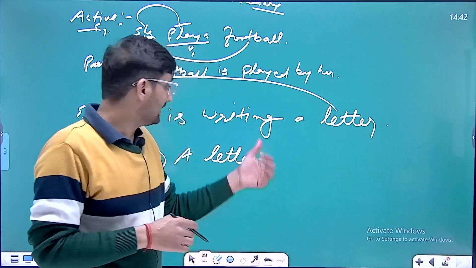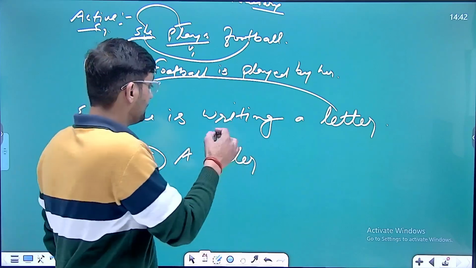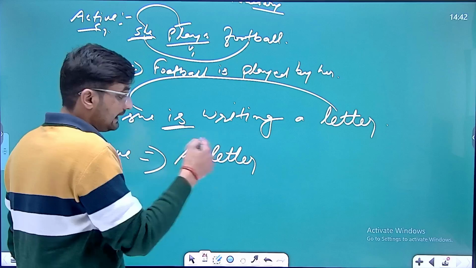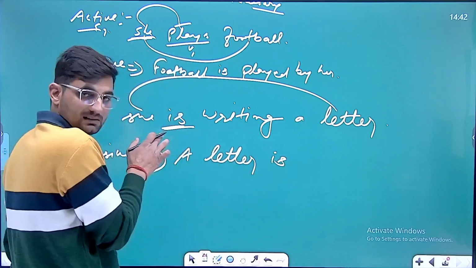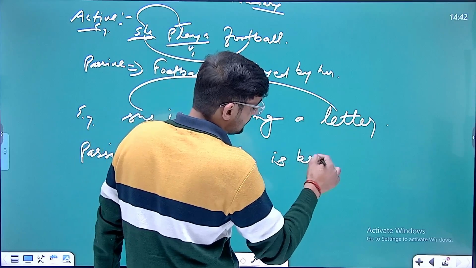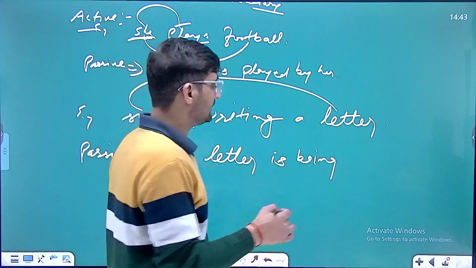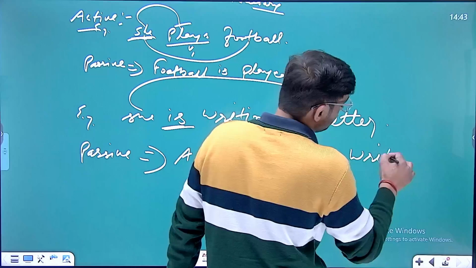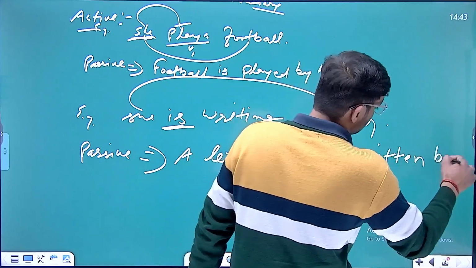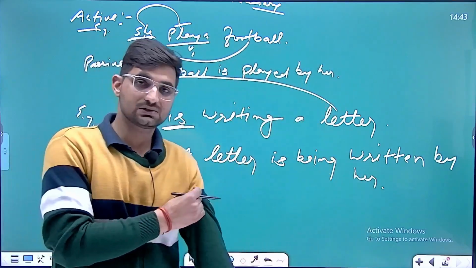Here now ing is given. Here we'll add is, because is is already written here. So is, thereafter we'll add be, meaning being. Why? Because ing is given here. That's why being written. Now we'll write being written by her. It's very simple. Understood? I hope you have understood it very well.